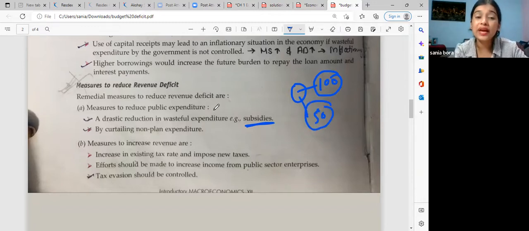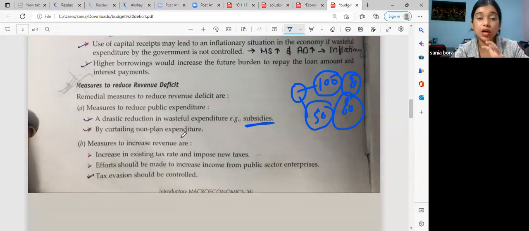So what I will be telling the government is that you have to reduce your wasteful expenditure. You are giving subsidies, that's fine, but instead of 50 rupees, keep the product at 80 rupees, so that only 20 rupees will be spent from your end, right? This is what I can suggest to government.